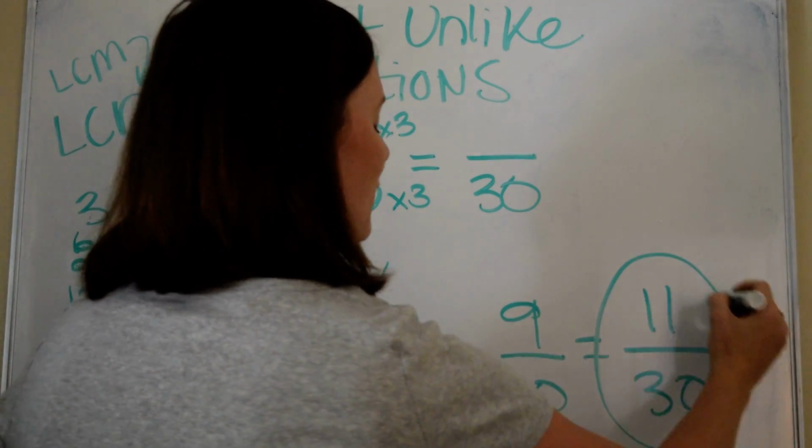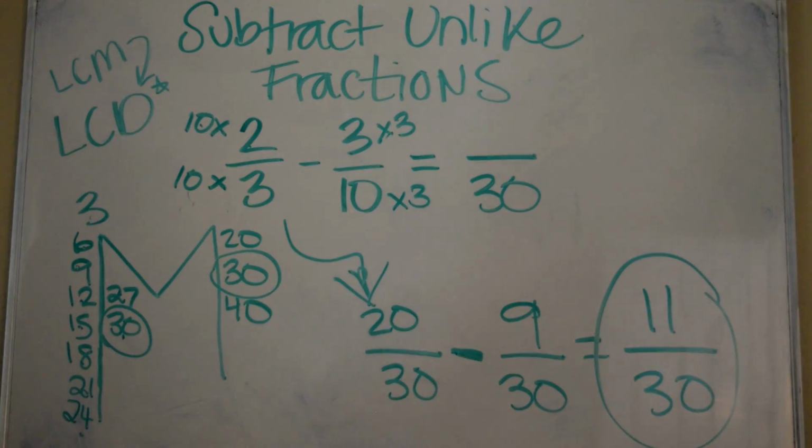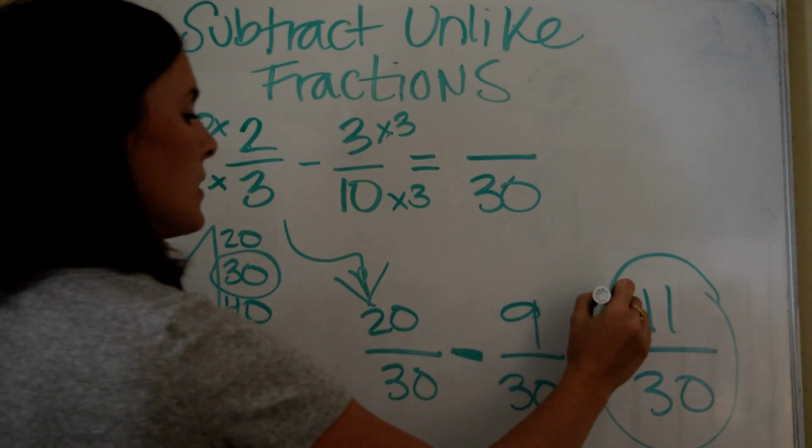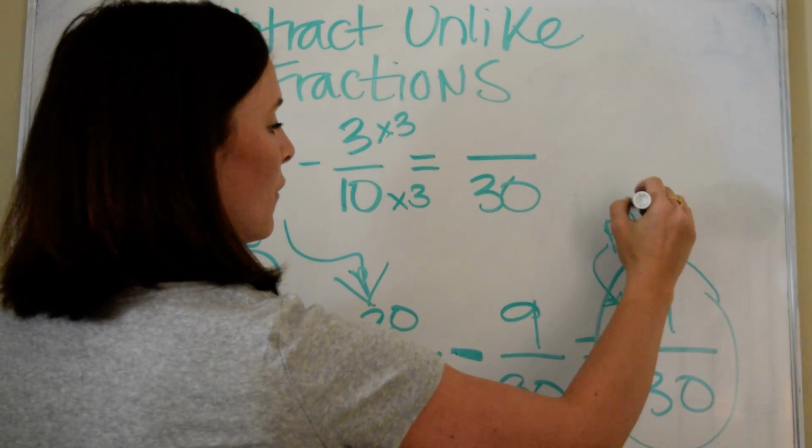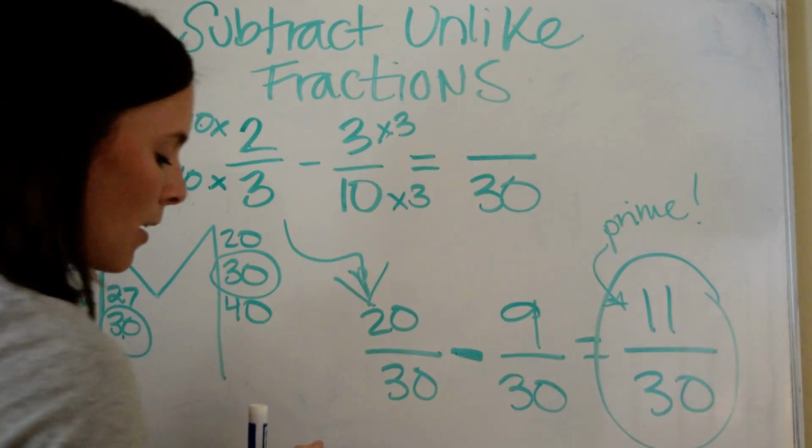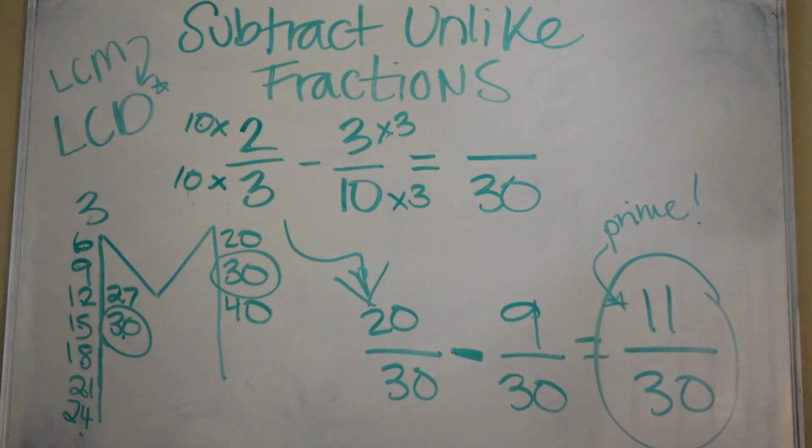My answer is 11/30. How do I know if this is already simplified? 11 is a prime number. If you ever have a prime number on the top or the bottom, you guys are good to go as far as simplifying.